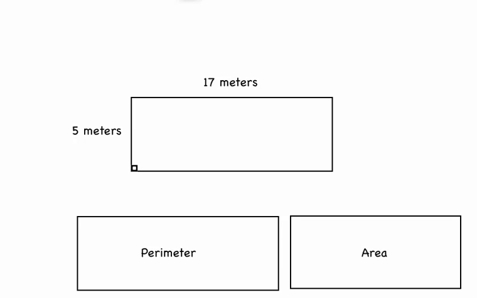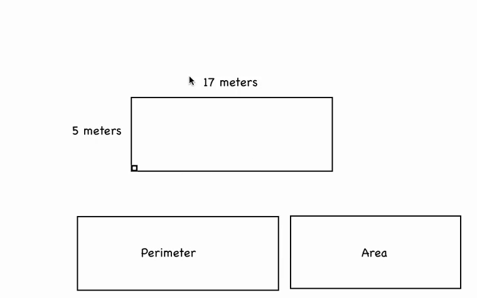Today we are going to find the perimeter and area of rectangles and parallelograms. In our example here we see a rectangle. If we remember, rectangles have two sides that are the same length across from each other. If the top is 17 meters, the bottom will also be 17 meters.